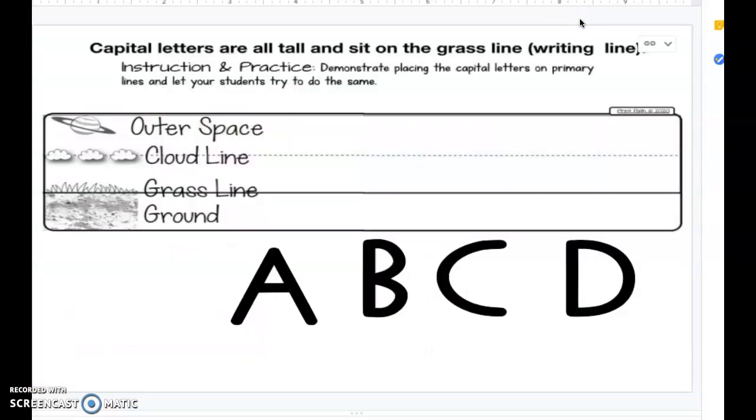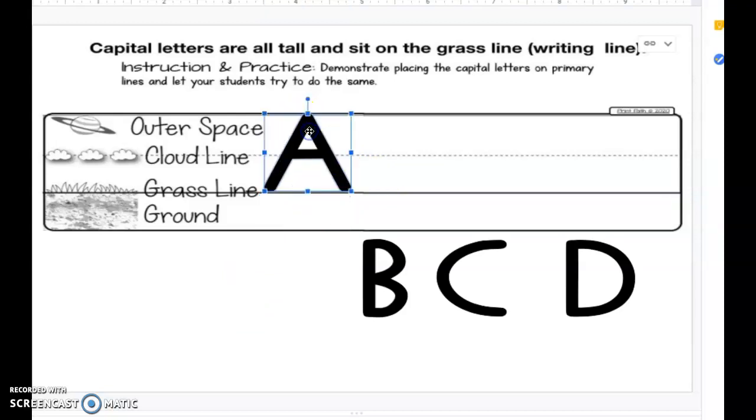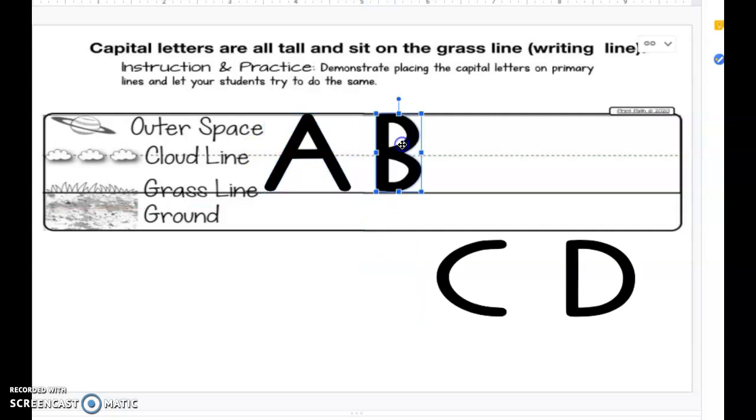So now we're going to practice where to place our capital letters to make sure that they're on the correct lines. So let's take this capital A, and if Miss Gann were to draw her A right here, that would be wrong because it's not touching the top of my line. So I would move it up, and you can see it crosses on the cloud line or the dotted line. The same thing goes with B. We make sure that it's touching the top, the bottom, and you can see that it meets in the middle on the dotted line.